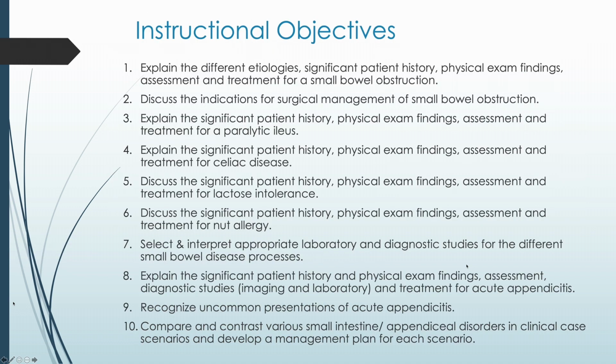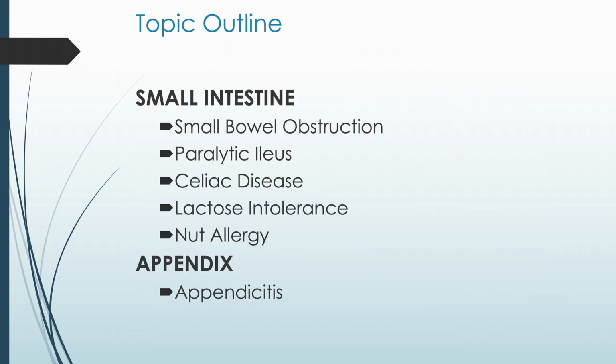Here are our instructional objectives to guide you through this lecture. And here's our topic outline. As far as the small intestine, we're going to cover several things: small bowel obstruction, paralytic ileus, celiac disease, lactose intolerance, and then we're also going to throw in a nut allergy. I know that's kind of an outlier, but we do need to briefly mention that. And then we're going to be covering the appendix, and namely appendicitis.